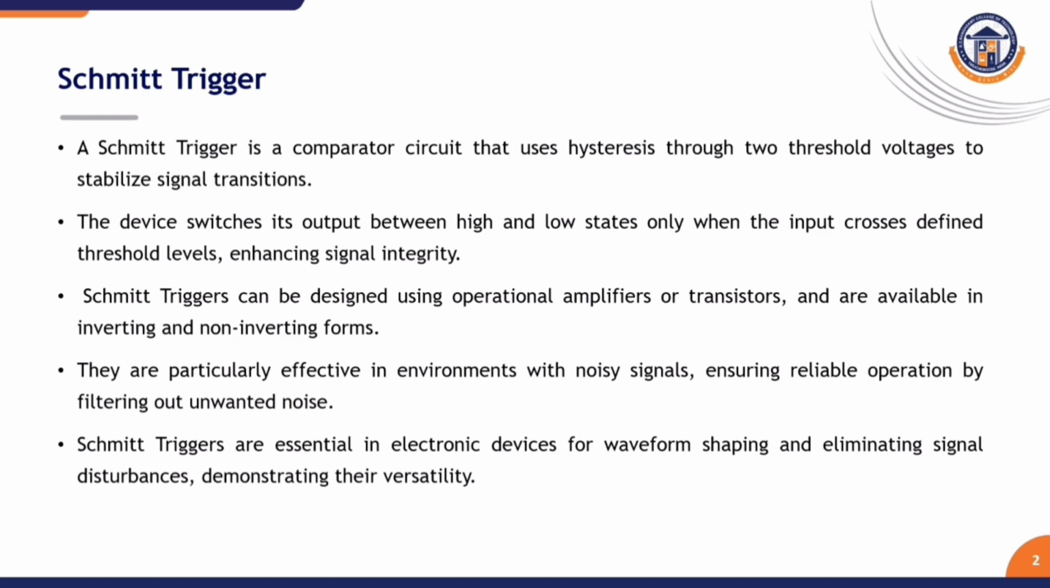The Schmitt trigger can be designed using operational amplifiers or transistors and is available in two forms, that is, inverting Schmitt trigger and non-inverting Schmitt trigger. Schmitt triggers are essential electronic devices for wave shaping and eliminating disturbances, which shows their versatility in handling signals.